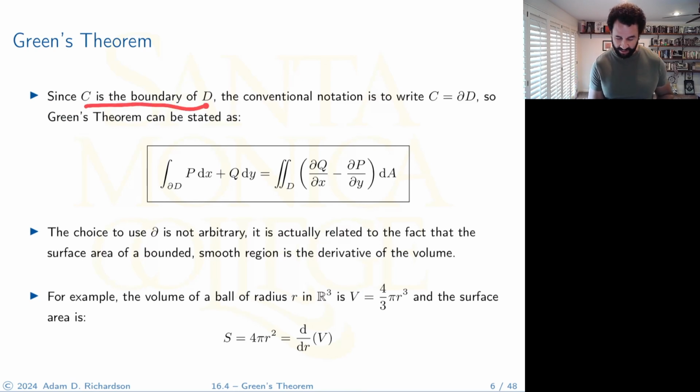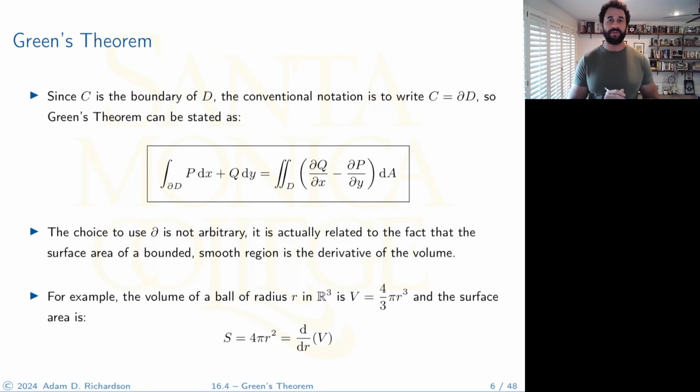Since C is the boundary of D, the conventional notation to denote the boundary is actually this partial symbol. It may feel like a bit of an abuse of notation, but it's not. So we can restate Green's theorem like so. If you want to do the integral over the region D of this, then you could instead do the line integral over the boundary of D of that vector field. So the partial symbol just means that you're on the boundary. It's not an arbitrary choice.